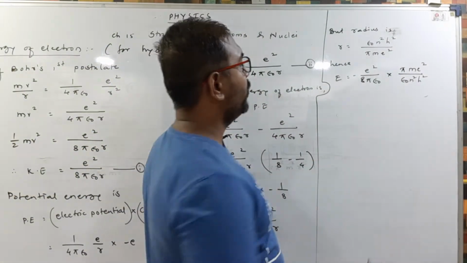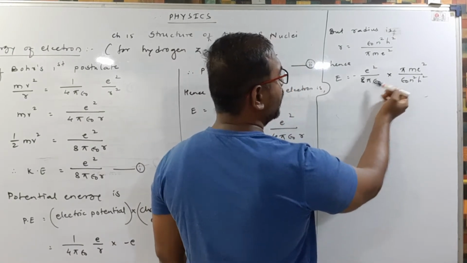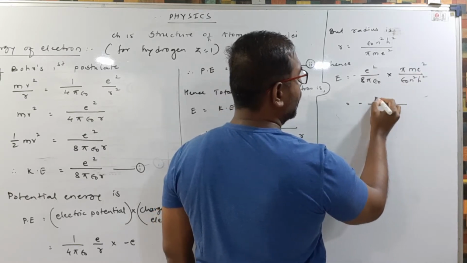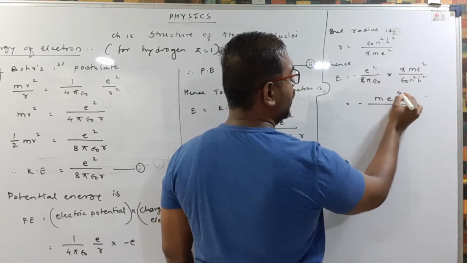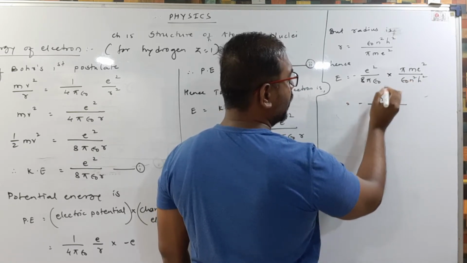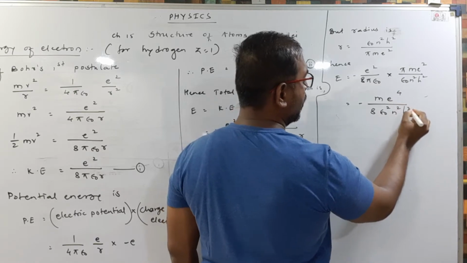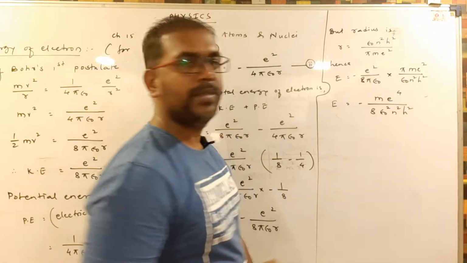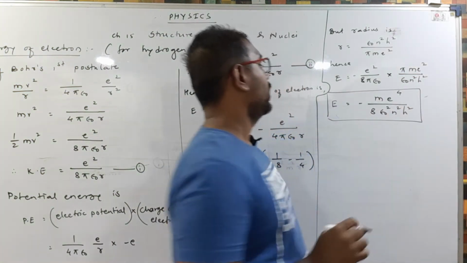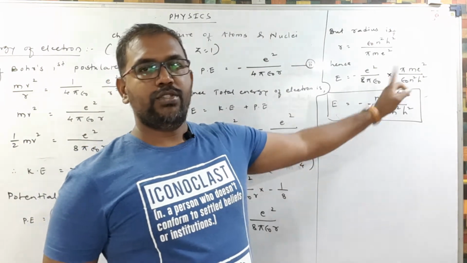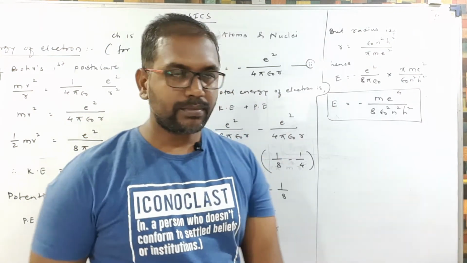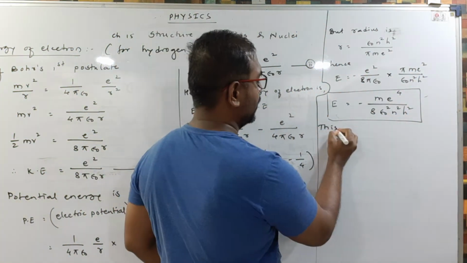Then we have to cancel the common terms. This pi gets cancelled. So minus m, then e raised to 4, 8, then epsilon 0 square, n square h square. This is the formula of E. Now this is the expression for energy of electron: E is equal to minus m e raised to 4 divided by 8 epsilon 0 square n square h square. This is the expression for energy.